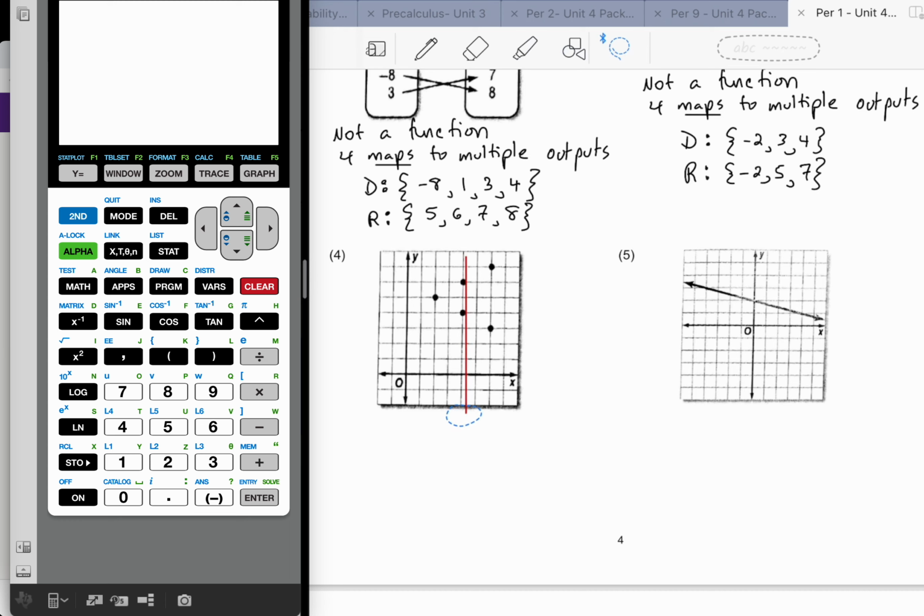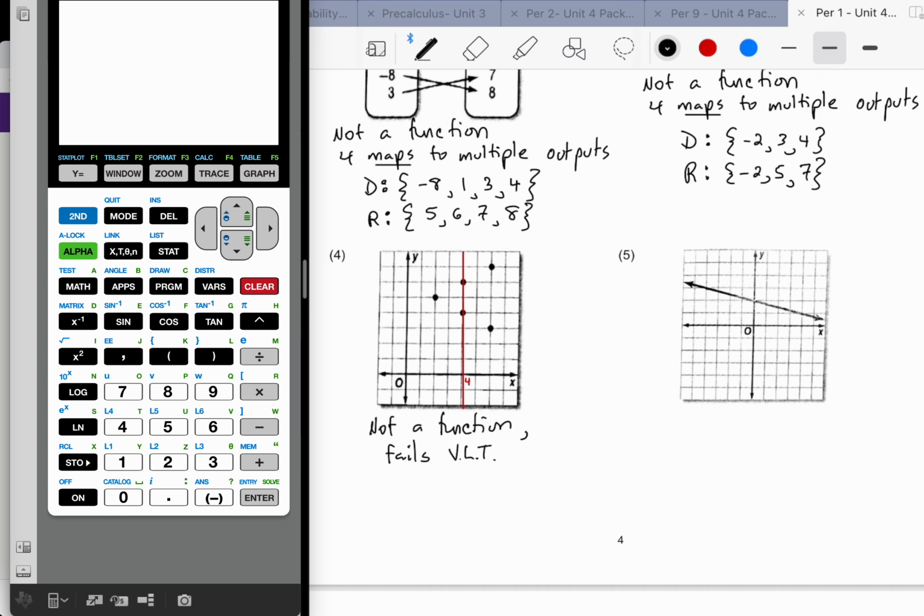And coincidentally, because this happens to be at an x value of 4, I actually could use the exact same explanation. It's not a function because 4 maps to multiple outputs, but the same thing happens for 6. Although I could also say not a function because it fails the vertical line test. VLT, we can use as an abbreviation for the vertical line test.